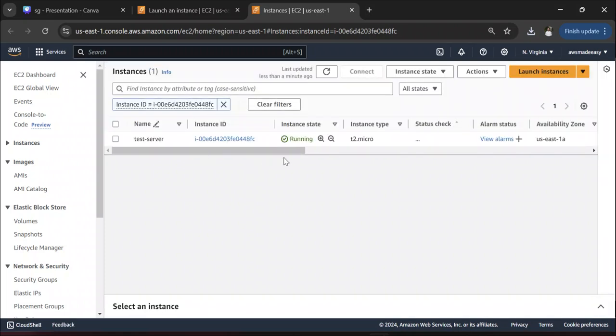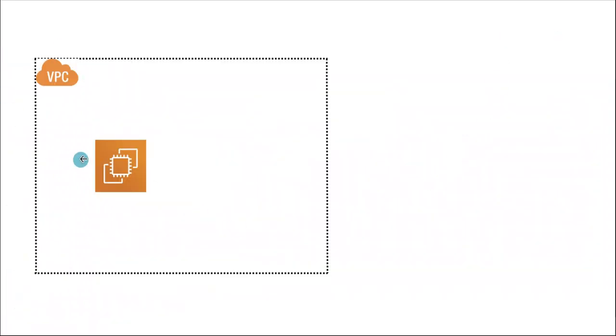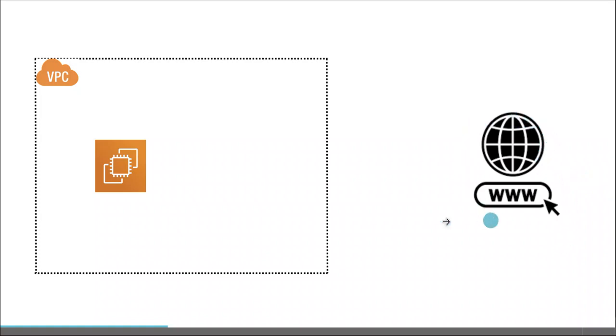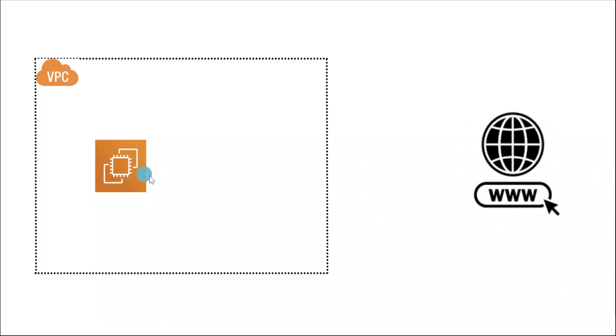Now this EC2 instance is created. What we have done is we have created an EC2 instance inside the VPC. Now let's see if we are able to access this instance from outside this VPC, like from the internet.